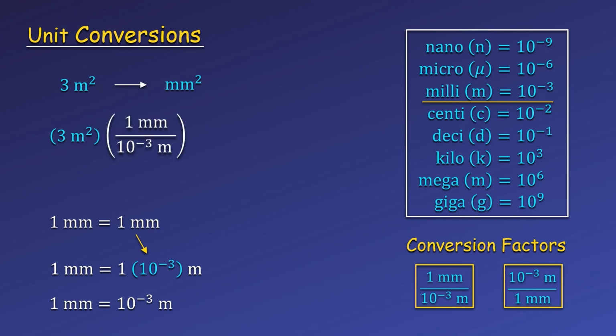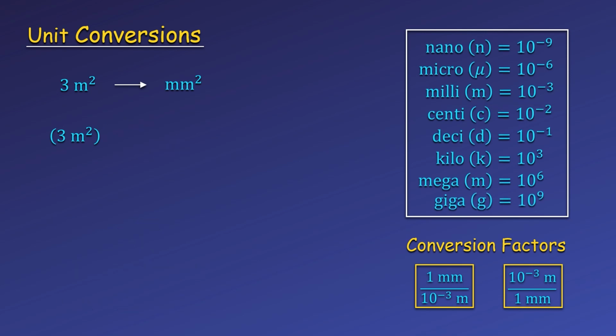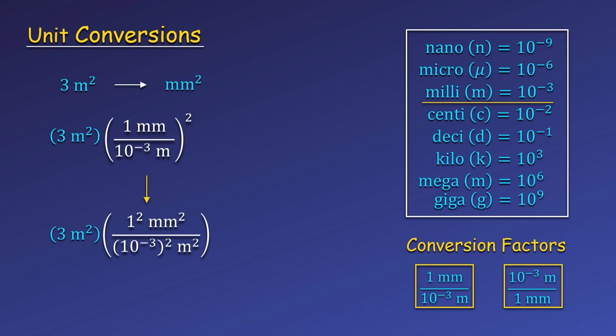But this will only cancel one of our units of meters, and will only give us millimeters, not millimeters squared. To resolve this, we can just square our entire conversion factor. Since our conversion factor is equal to 1, and 1 squared is still 1, we won't hurt anything by raising our conversion factor to an exponent, but we do need to be sure to raise the entire conversion factor to the desired exponent.